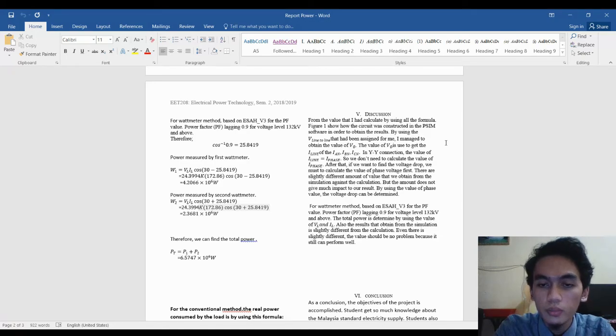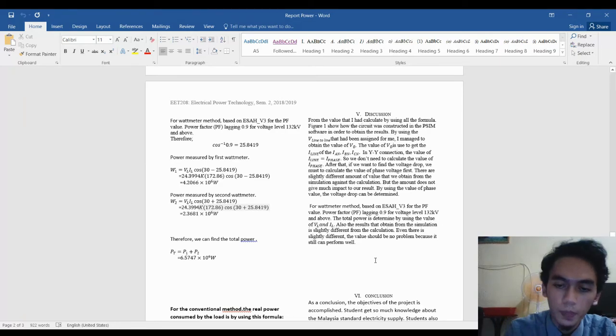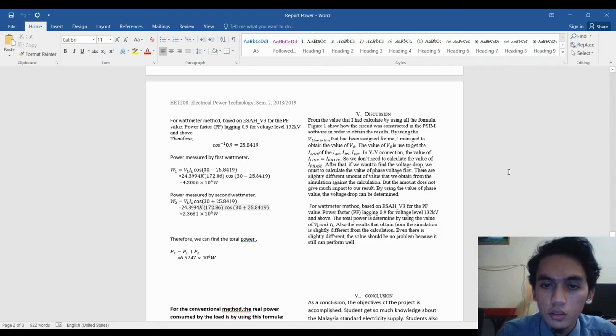For the wattmeter method, based on the handbook version 3, the power factor is lagging 0.9 for voltage level 132 kV and above. So the total value is determined by using the value of voltage and load current. Although the result obtained from the simulation is slightly different from the calculation, even though it's slightly different, the value should be no problem because it still can perform well.